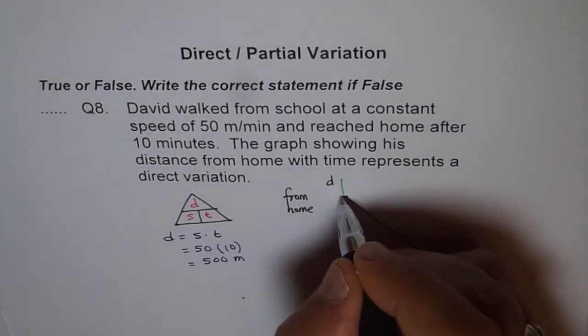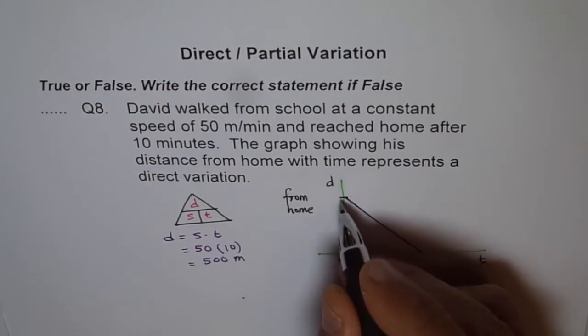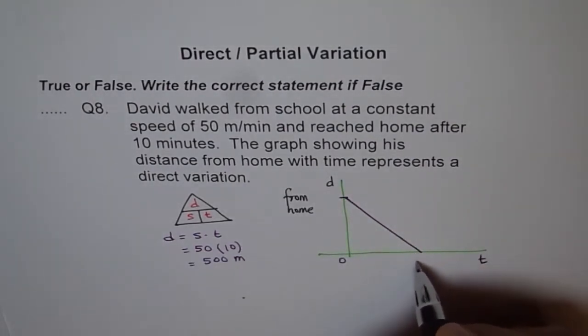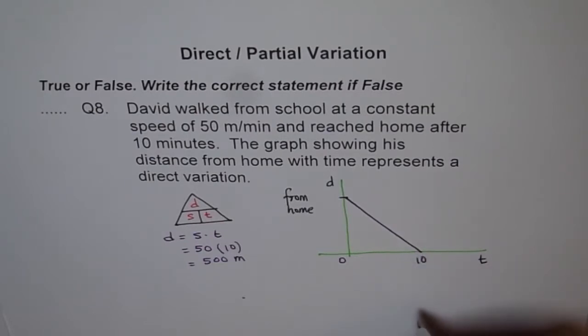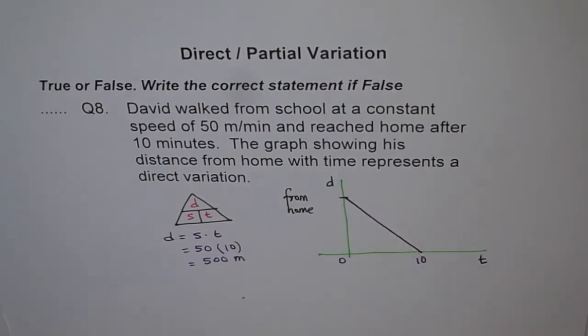So this is his initial distance at t equal to 0 when he started from school. And as he reached home after 10 minutes, this is 10 minutes. Do you see that? After 10 minutes, his distance from home became 0 because he reached home. Now this line, does it represent direct variation? Of course not. It does not go through the origin. So it is not a direct variation.